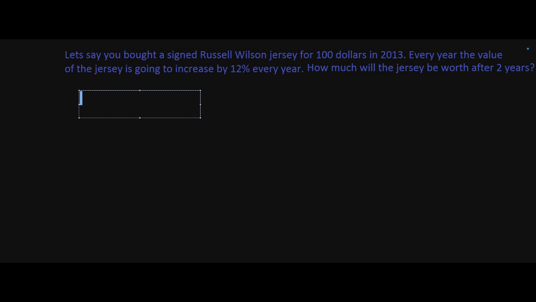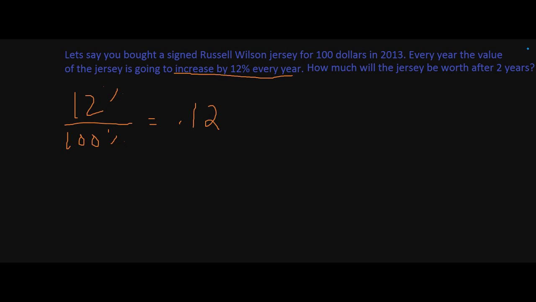So we start with 100. Let's say we know that it's increasing by 12% every year. So we have 12%. Well, let's turn that to a decimal. That's 12% divided by 100% is 0.12. Now we want to find out how much the jersey is going to be worth after the first year. So we're going to get 100 times 0.12, and we get $12.